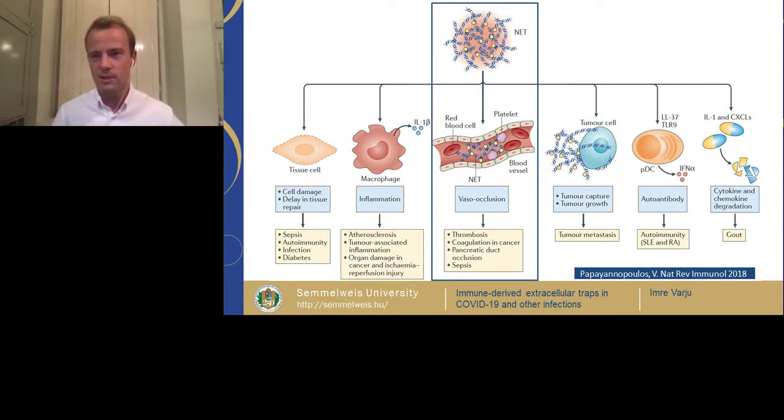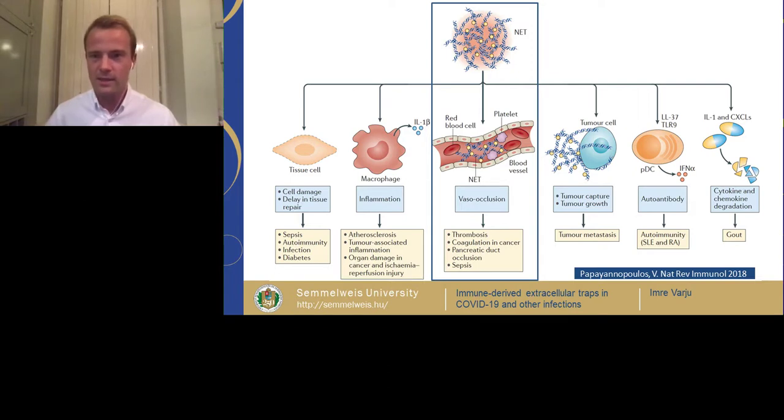And when NETs were discovered, these actively exposed DNA strands on histones, suddenly this became the center of attention, because they seemed to be an explanation for how the immune cells could actually sense and start forming antibodies against double-stranded DNA.